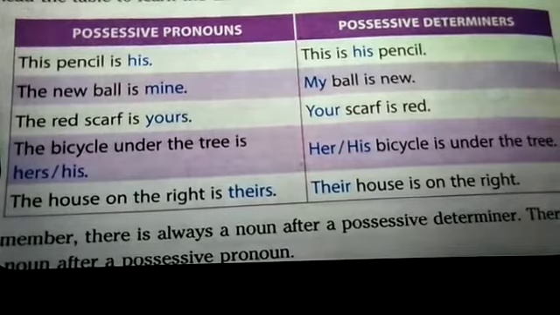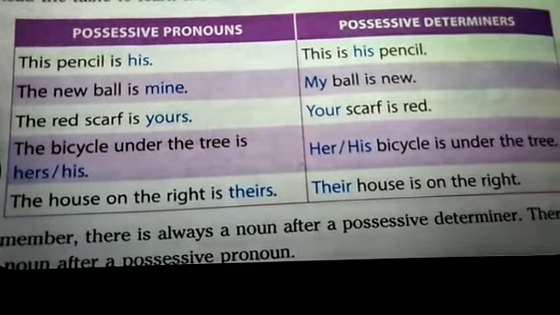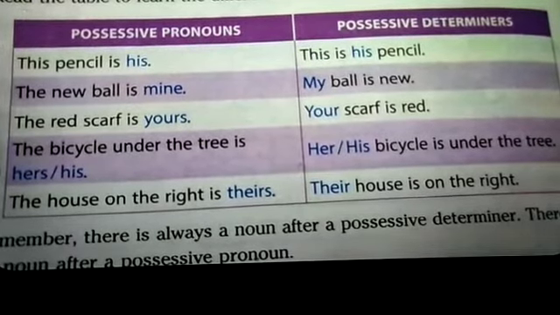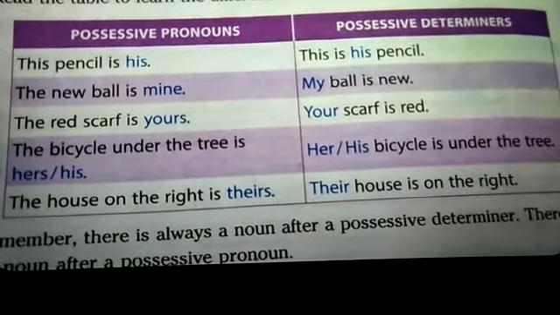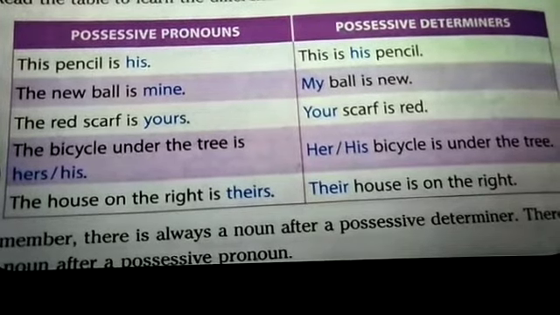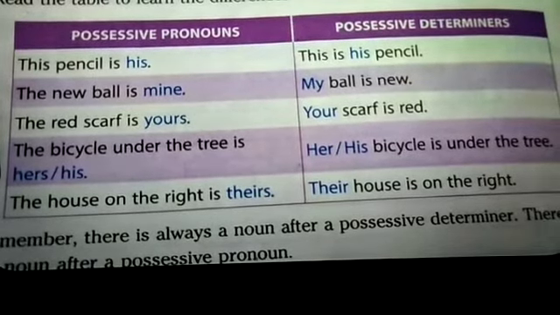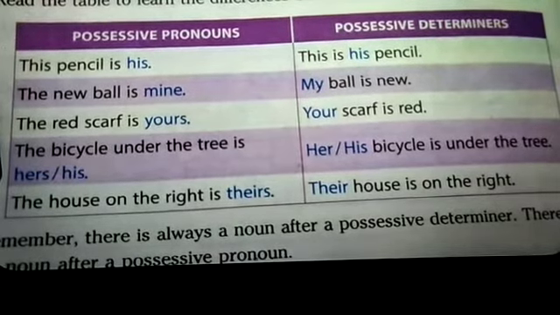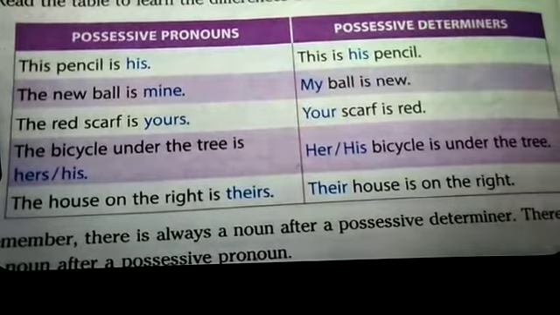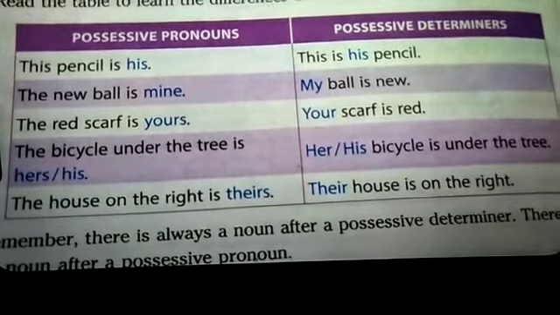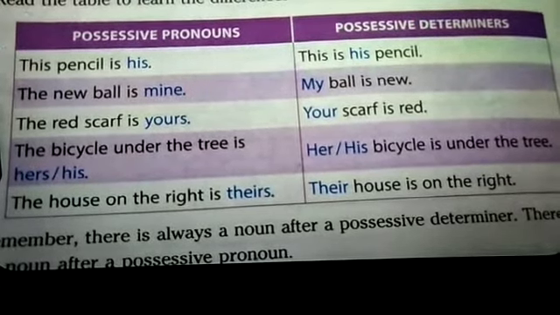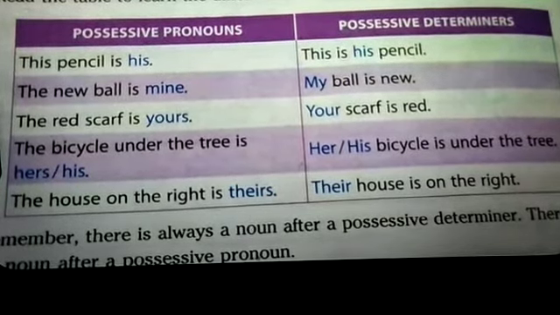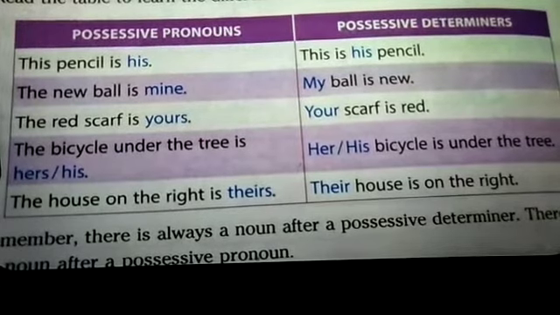Dear students, you should know the difference between the possessive pronouns and the possessive determiners. Possessive pronoun: this pencil is his. Possessive determiner: this is his pencil. Second one, the new ball is mine. This is a possessive pronoun. See in the next, my ball is new. This is a possessive determiner. The red scarf is yours, in possessive pronouns, but in possessive determiners, your scarf is red. So, your is the possessive determiner.